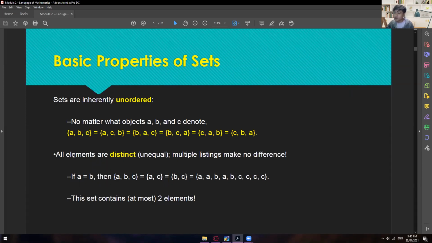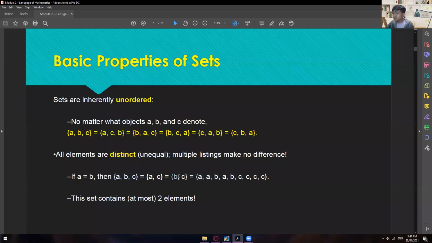All elements are distinct or unequal, so multiple listings make no difference. If A is equal to B, then ABC is also equal to AC. Why is that? Because again, A and B have the same value. Since they have the same value, you can just remove this A or this letter B. So that is why ABC is equal with AC, wherein A has a distinct value and C also has a distinct value.